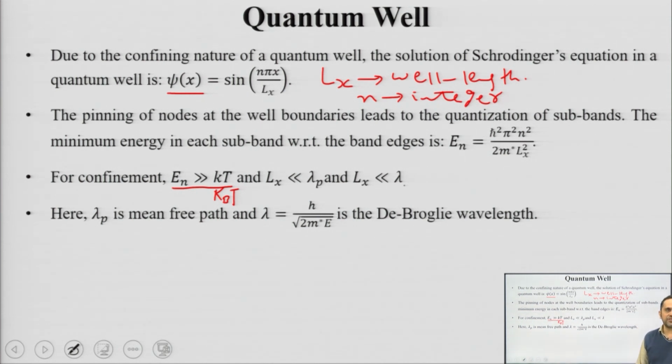So, when this energy is higher than the Boltzmann constant times temperature, your so-called thermal energy, and when the length of this well is less than lambda p, the mean free path, and this L x is also less than the de Broglie wavelength, we can say that confinement has occurred. So, electrons are confined in these subbands provided these energy and length conditions are satisfied. Many modern semiconductor devices exploit this property, they work on quantum wells.